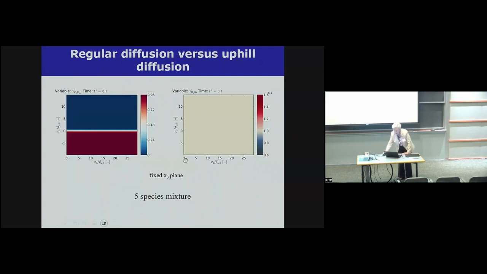The first one is for N-heptane that actually experiences regular diffusion. And the second one is for H2O that experiences uphill diffusion. For N-heptane, what you will see is that the N-heptane goes from large concentration to low concentrations. For H2O, you will see originally it is uniform. And from a uniform field, you form a non-uniform field.